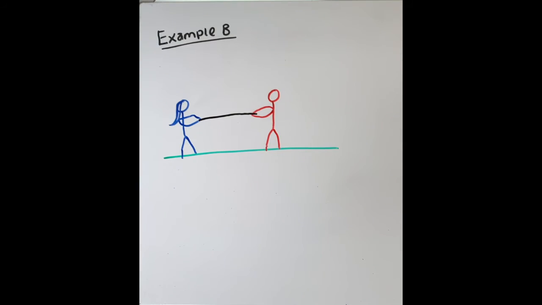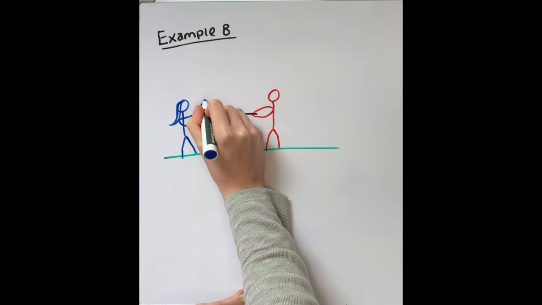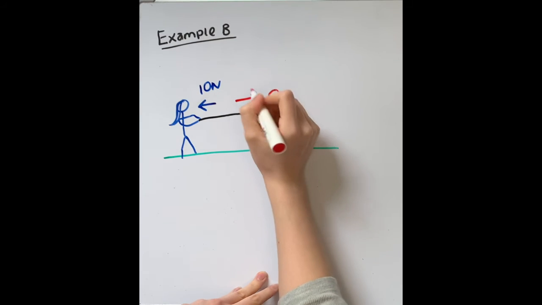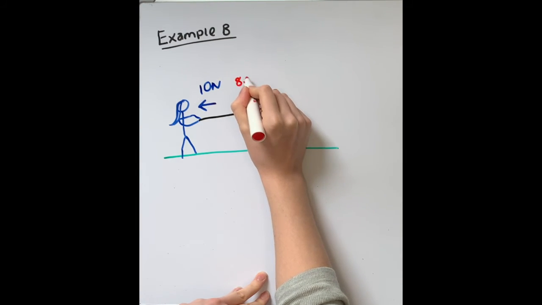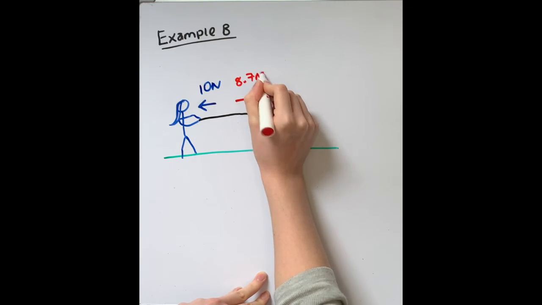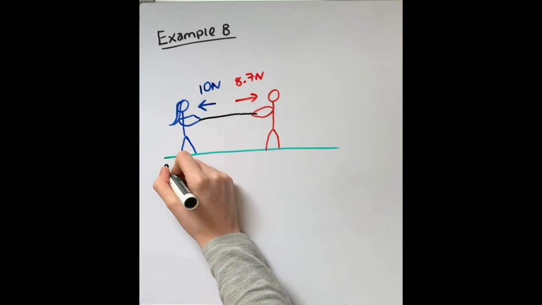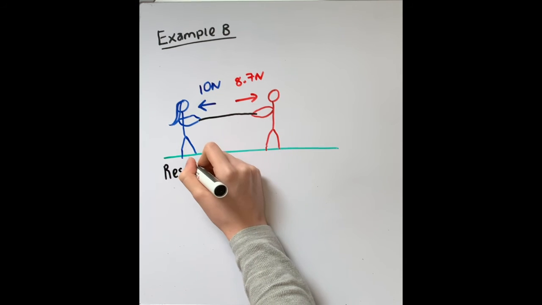Let's look at example B. Here we have the blue person pulling to the left on the rope and the red person pulling to the right on the rope. The blue person pulls with a force of 10 newtons. The red person pulls with a force of 8.7 newtons. Again, using our intuition, we know that 10 newtons is larger than 8.7 newtons.